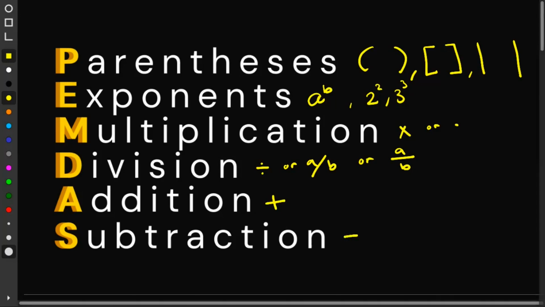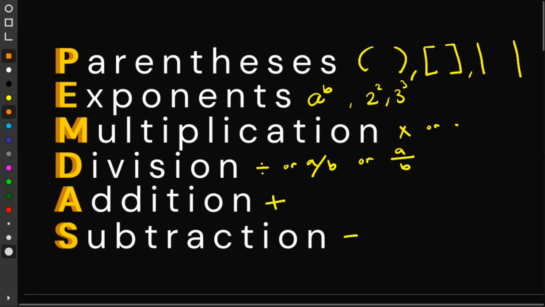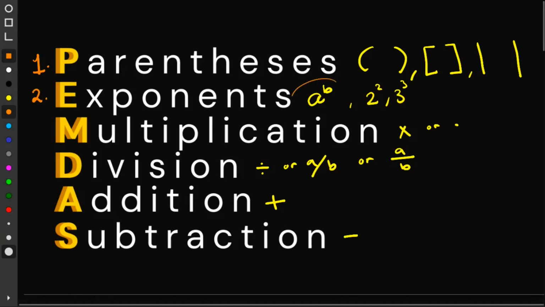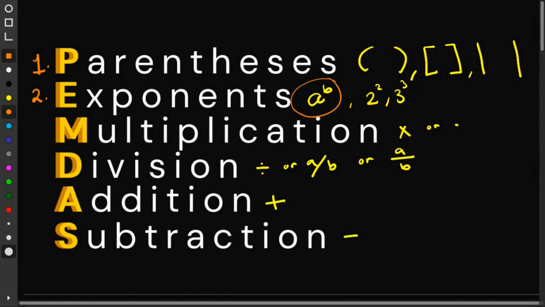In terms of the order, we start off from top going down. We start with first the parenthesis. So whenever we see a parenthesis in an expression, we start the solving there. We follow by the exponents. So whenever we see this form, we proceed with that after the parenthesis operation.